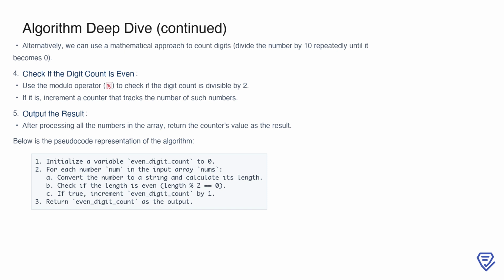To summarize, here's a pseudocode representation of the algorithm. First, initialize a counter variable, even_digit_count, to 0. Then, for each number in the array, calculate its digit count and check if it is even. If it is, increment the counter. Finally, return the counter as the output.